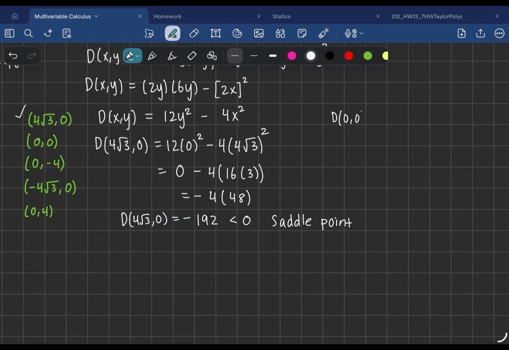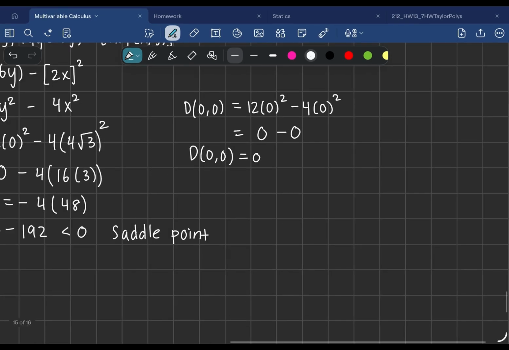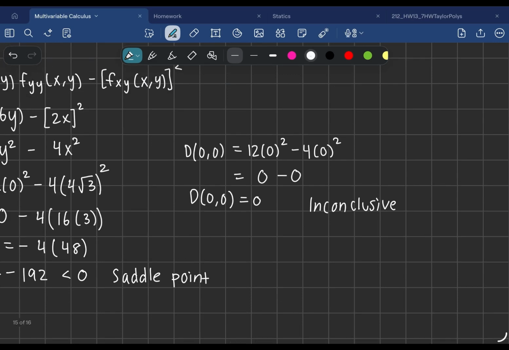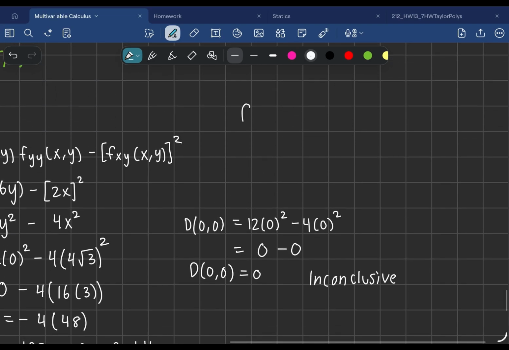D of 0, 0. You're just going to get 12 times 0 squared minus 4 times 0 squared, and you get 0 minus 0. D of 0, 0 is 0. Okay, so now you would probably write, oh, this is inconclusive, right? But we have to remember that this second partial test only works on actual critical points. So let's test if this is a critical point.